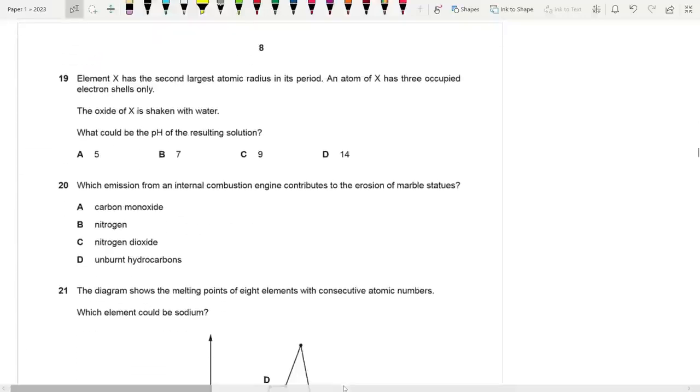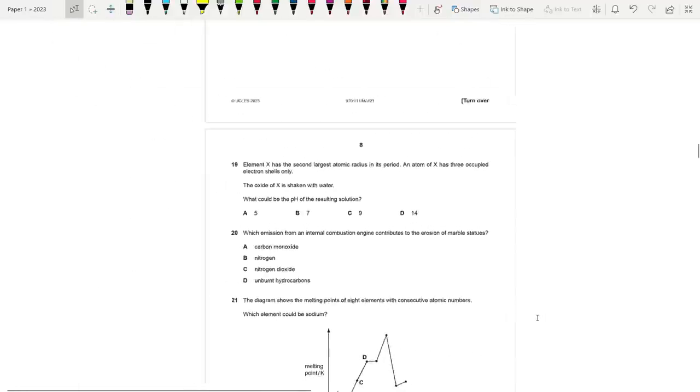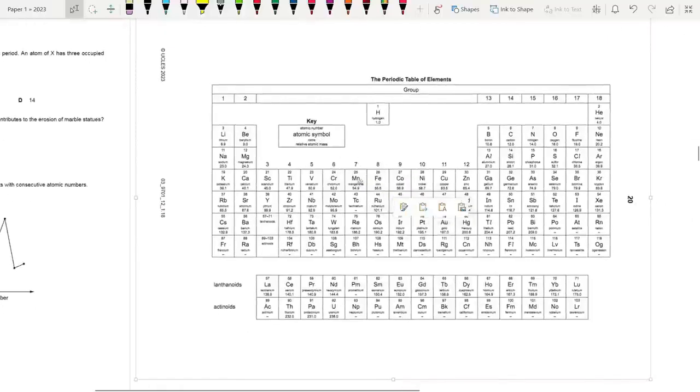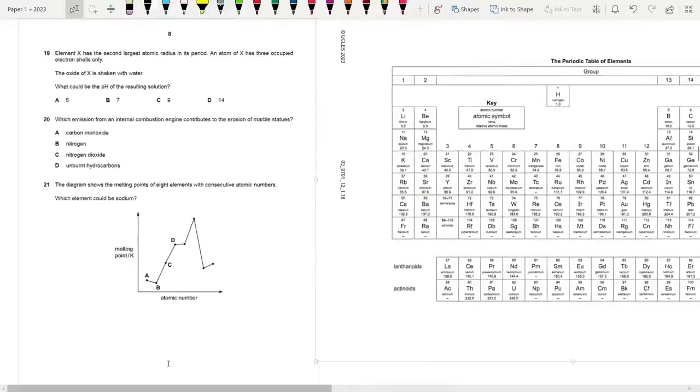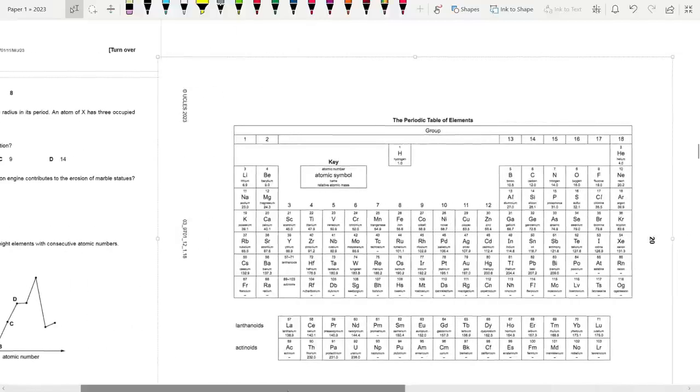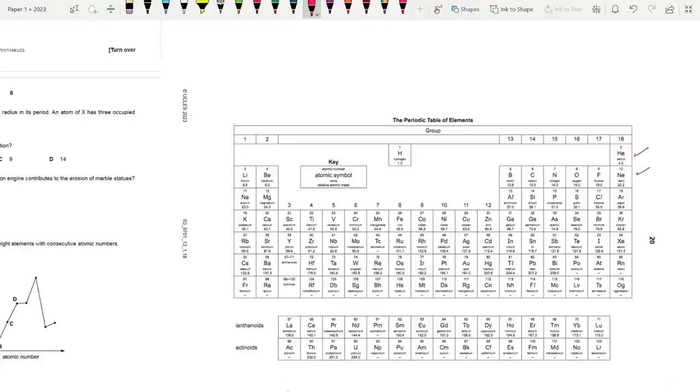Moving on to 19, element X has the second largest atomic radius in its period. An atom of X has 3 occupied electron shells only. Okay, so let's see, where is this? So it's saying that element X has the second largest atomic radius in its period. 3 occupied shells. So it's clearly not 1, it's clearly not 2, 3 occupied shells. So we are currently here.